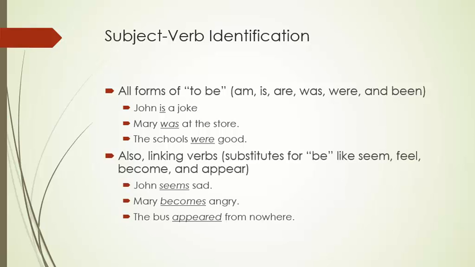Additionally, linking verbs, substitutes for be and being, words like seem, feel, become, or appear, are also verbs. So, for example, John seems sad. The action there is to show that he is seeming in this state of sadness. Mary becomes angry, becomes would be a verb. The bus appeared from nowhere. Appear, it suddenly exists from nowhere, and appeared would be the verb there.